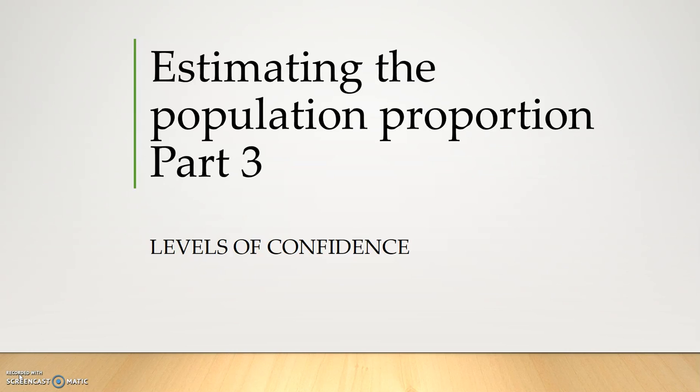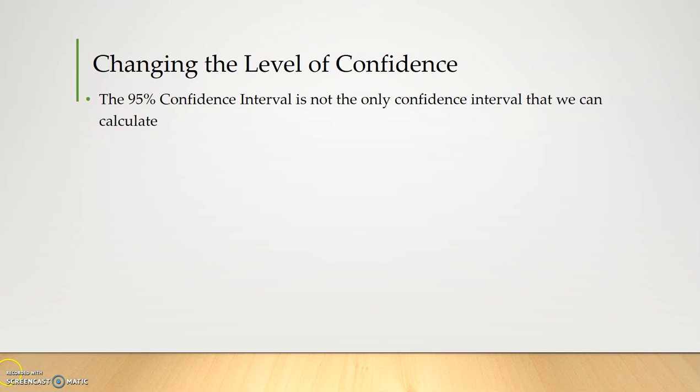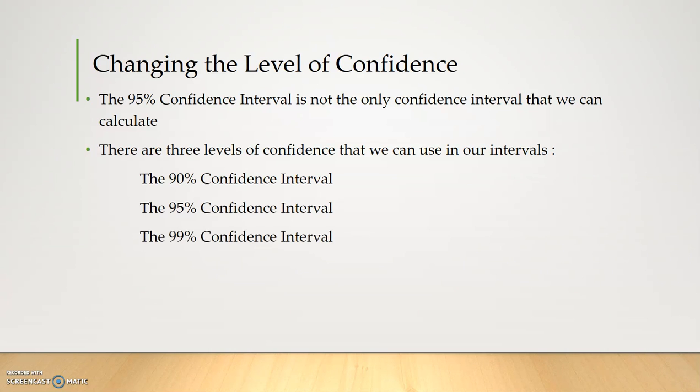In this tutorial we're going to be focusing on different levels of confidence and the different confidence intervals that we can calculate. We can change the level of confidence, and the 95% confidence interval is not the only confidence interval that we can calculate. There are actually 3 levels of confidence that we can use in our intervals. There's the 90% confidence interval, there's the 95% confidence interval, and the 99% confidence interval.